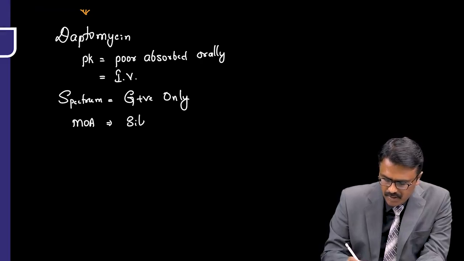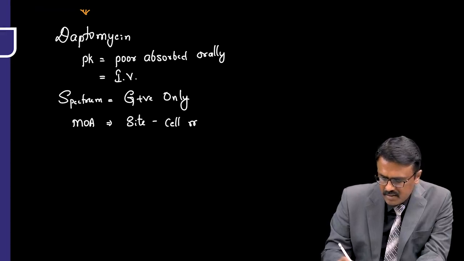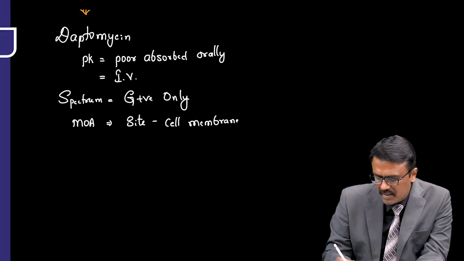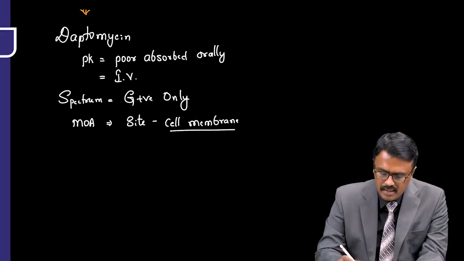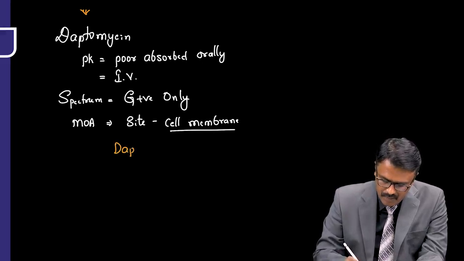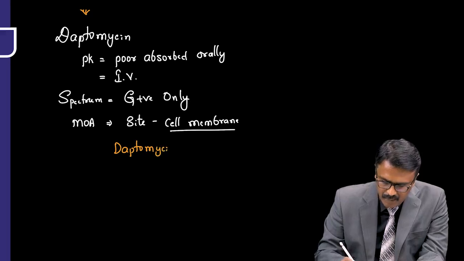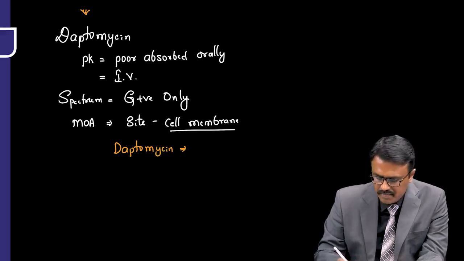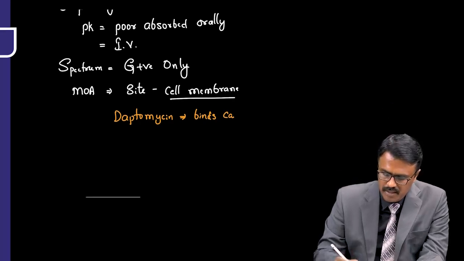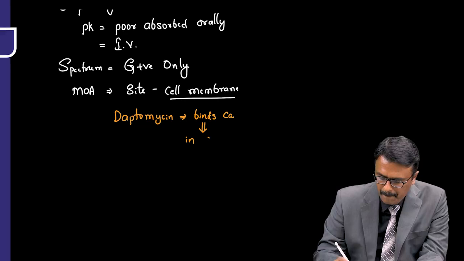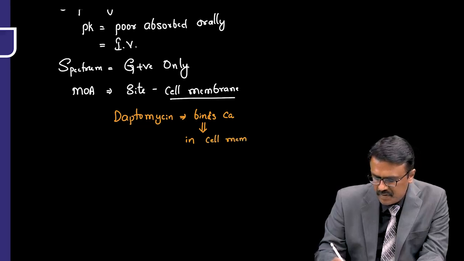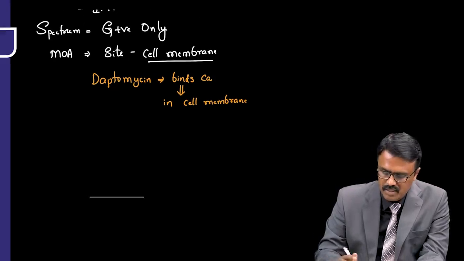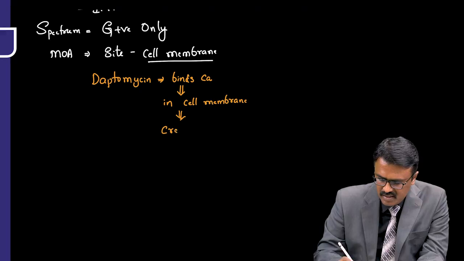What is the mechanism of action? The site is the cell membrane. So please remember, the site is the cell membrane. What does it do? Now daptomycin, very important mechanism. Daptomycin binds to calcium. After binding to the calcium in the cell membrane, what does it do? It creates pores in the cell membrane. Not only that, it causes potassium efflux.